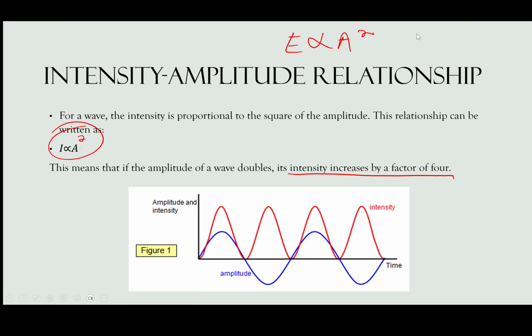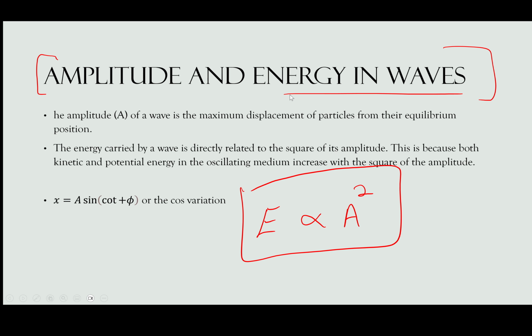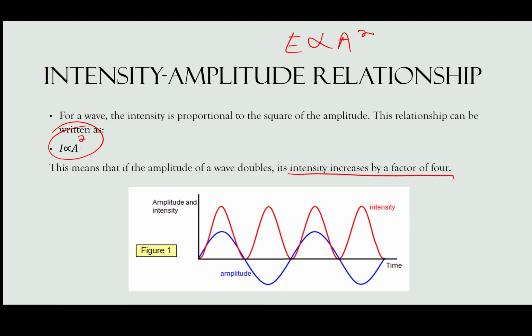Alright? So that must make it easier for you guys to remember, or to study. Amplitude and energy, and amplitude and intensity, same relationship. E is directly proportional to A squared and I is directly proportional to A squared. Alrighty?